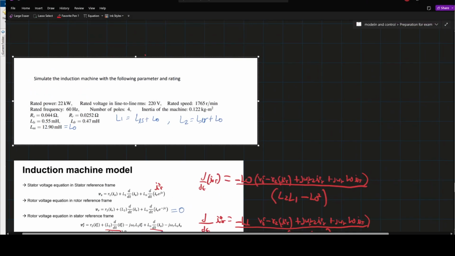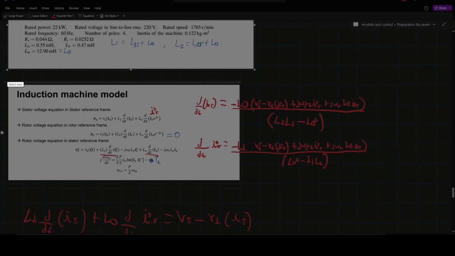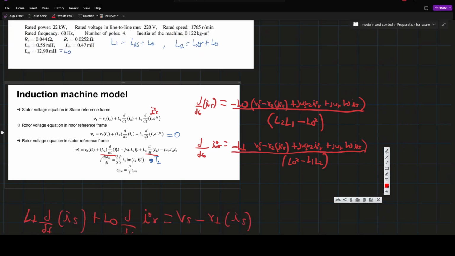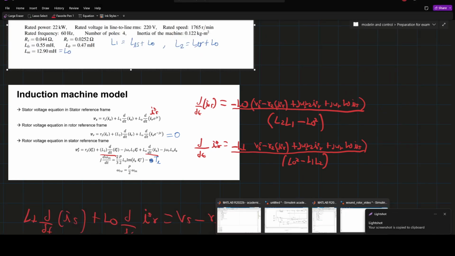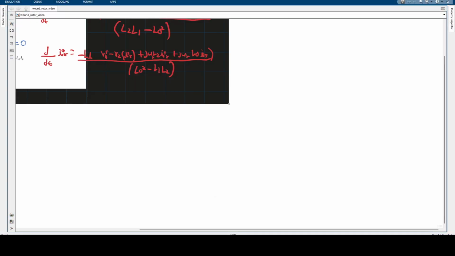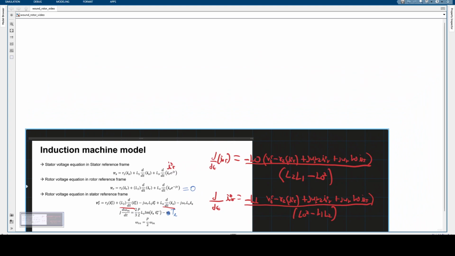Now we go back here and we grab our equations and open MATLAB. I'm just gonna have them here as a reference where I work.